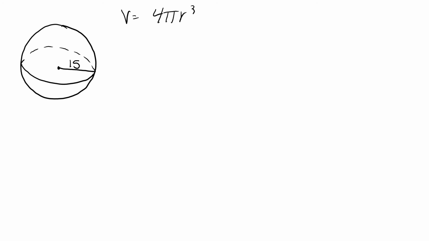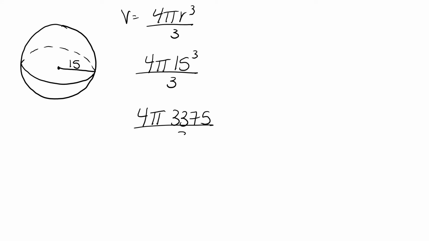For our last problem, we have a sphere, and this sphere has a radius of 15. We use our formula, 4 pi r to the third power divided by 3. We plug in our radius, 15. We solve the exponents first, so 15 to the third power is going to give us 3375. We multiply that value by 4 to get 13,500. We divide that value by 3 to get 4,500. And then we multiply by pi.